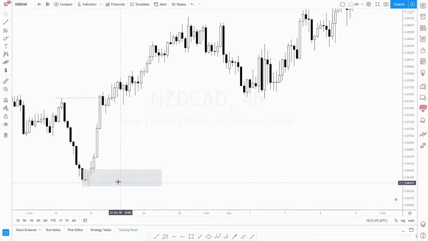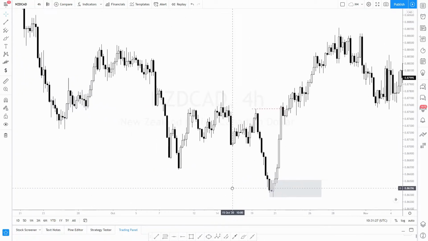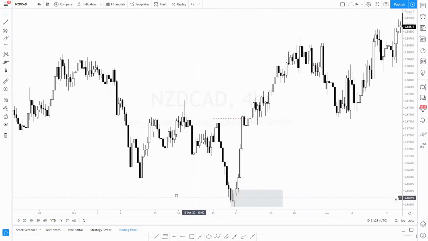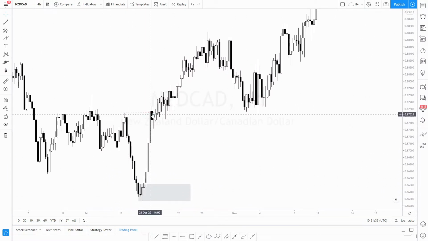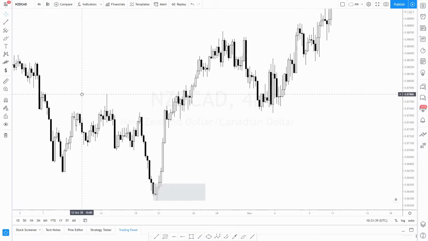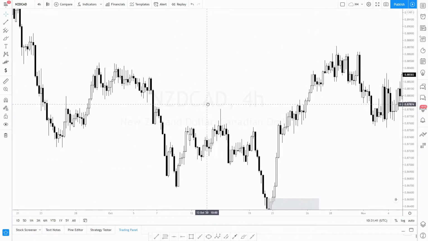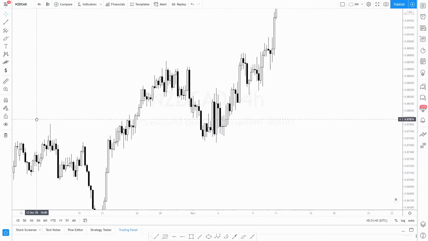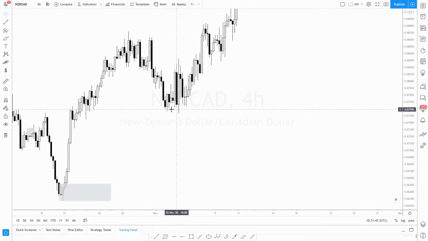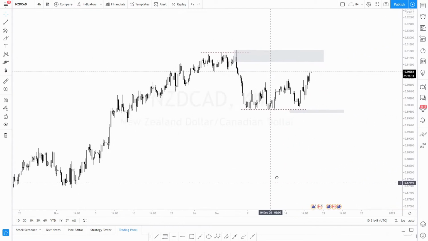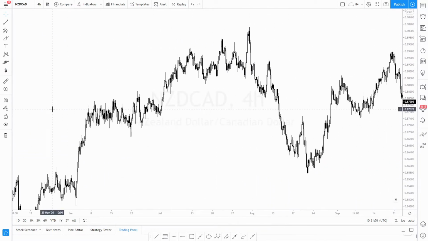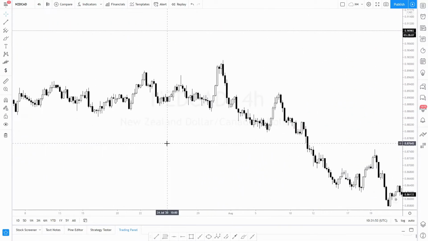I would say eventually all these will get tested, they always do in the end. And it broke this structure right here, and then up we go. As we can see, there was a liquidity pool right here, which it kind of took out. There was a support right there. Let's go back and have a look at what's going on.